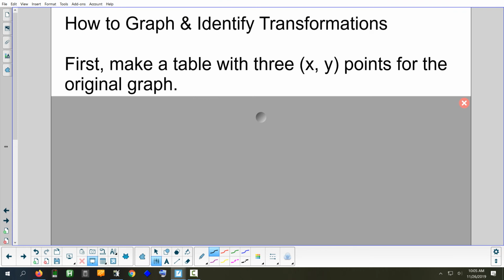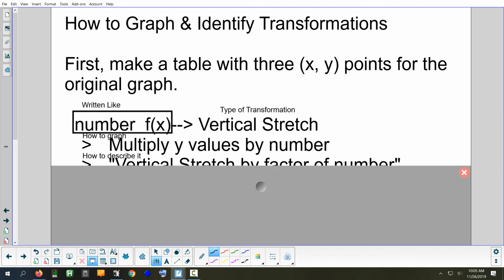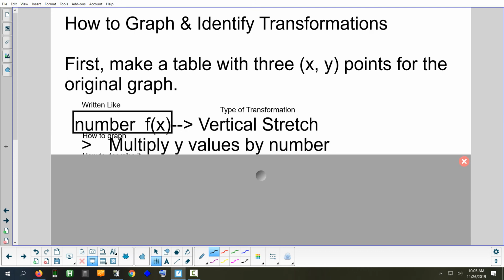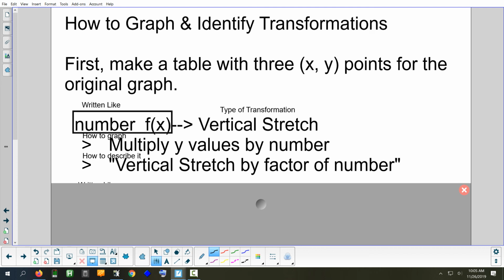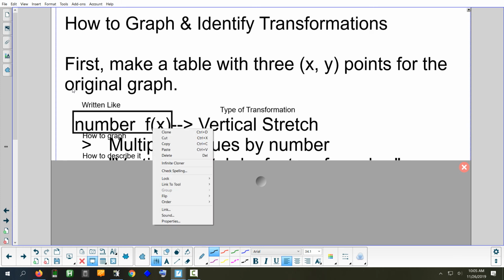Now, I'm going to show you each transformation. I'm going to show you what it'll look like on paper, what type, how you draw it, and then how you describe it. And a lot of this you guys already know. All right, so here's the first one. So in the first row on your table, where it says problem written like, you're going to write number and then f of x after it.